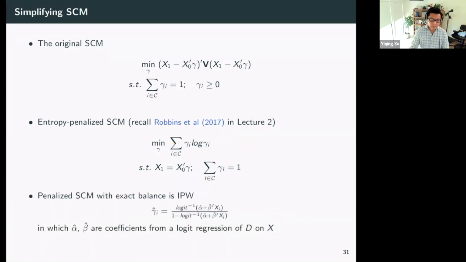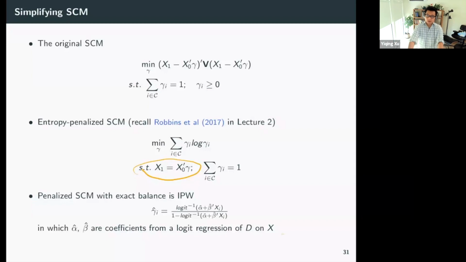So Michael and co-authors in this paper show that this approach, this entropy penalized synthetic control method, can be interpreted, if exact balance is achieved, as an IPW with a logit link. So here in this equation, the alpha and beta are coefficients from a logit regression of D on X. X are the moment conditions.